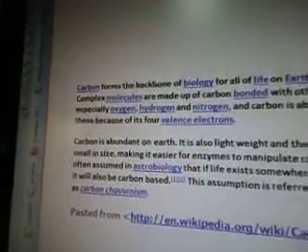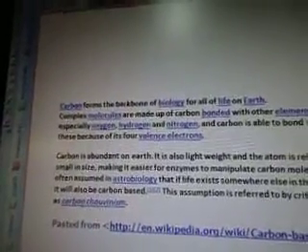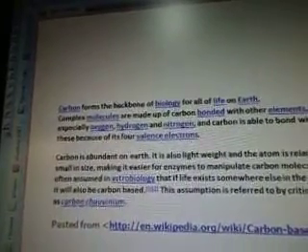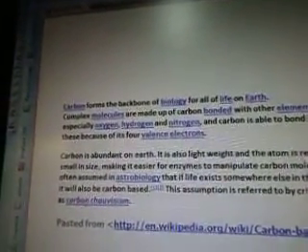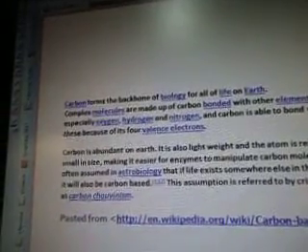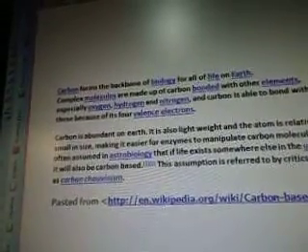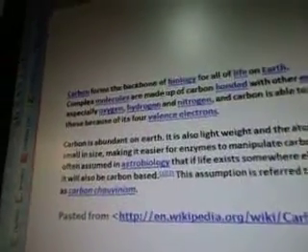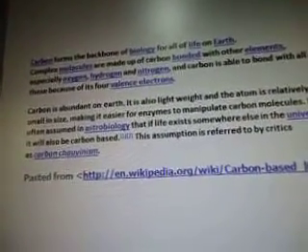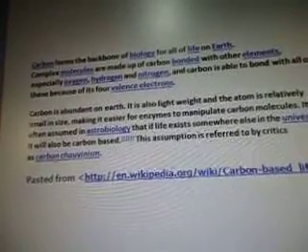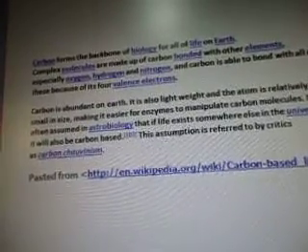Carbon forms the backbone of biology for all of life on Earth. Complex molecules are made up of carbon bonded with other elements, especially oxygen, hydrogen, and nitrogen. And carbon is able to bond with all of these because of its 4 valence electrons. Carbon is abundant on Earth. It is also lightweight, and the atom is relatively small in size, making it easier for enzymes to manipulate carbon molecules. It is often assumed in astrobiology that if life exists somewhere else in the universe, it will also be carbon-based. This assumption is referenced by critics as carbon chauvinism.